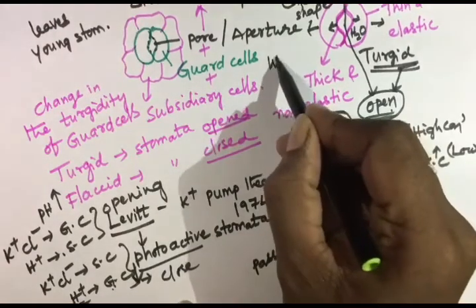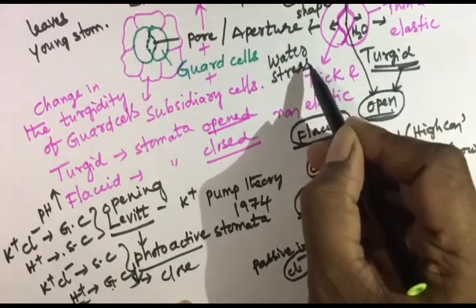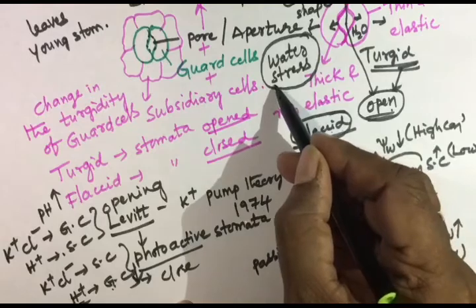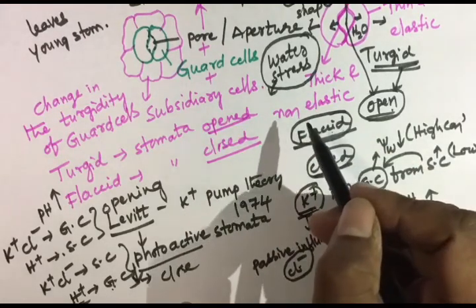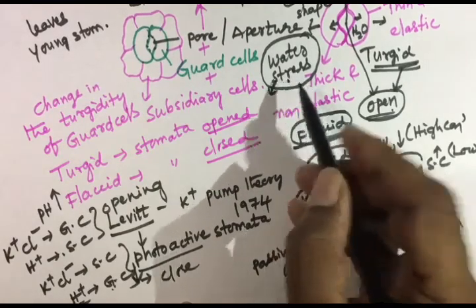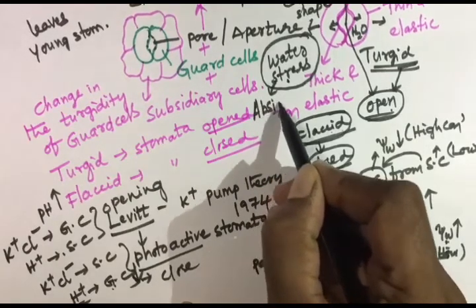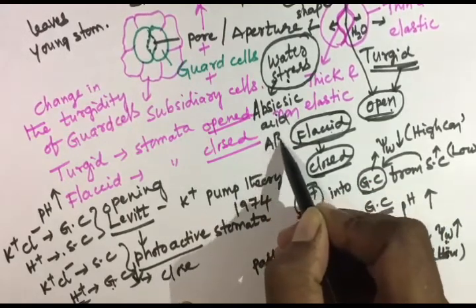There is a water stress condition. If there is a water stress condition, meaning water is not available, stomata should be closed. The closing of stomata during water stress conditions is carried out by a phytohormone, that is abscisic acid, or ABA.